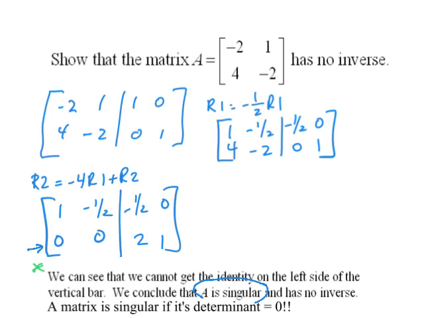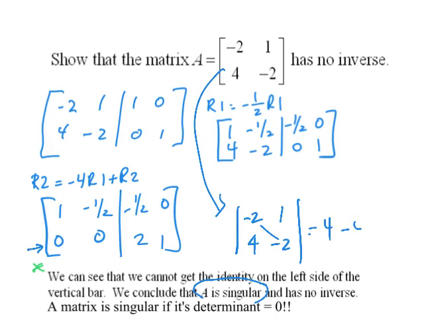Another way to double check whether a matrix is singular or not is to find the determinant. So I'm going to quickly find the determinant of matrix A and show you that you end up with 4 minus 4 or 0. If the determinant equals 0, then we know that no inverse exists and it is singular. We need a non-singular matrix in order to find an inverse.